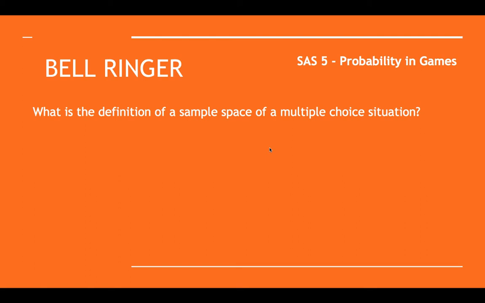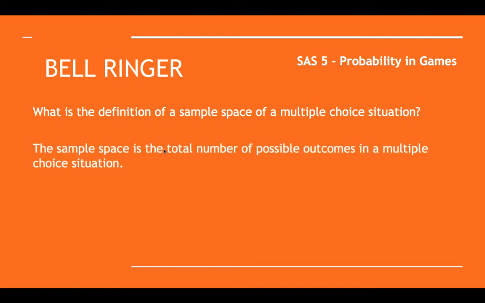And then 6 times 36 is 216. So there are 216 possibilities when a batter goes up to the bat 3 times. So it's 6 to the 3rd power. In other words, that's the sample space. We define the sample space as the total number of possible outcomes in a multiple choice situation.